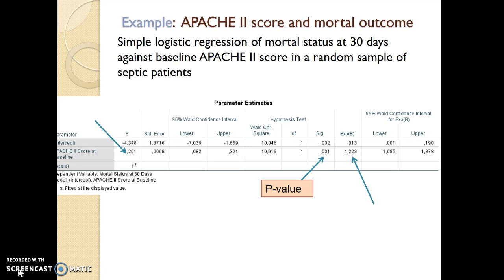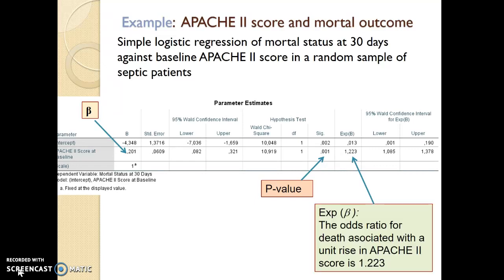The p-values are shown under sig, and here we can see that the p-value for Apache 2 score is 0.001. This means that the relation between Apache 2 score and death is significant. The first column shows the parameter estimate beta. But as we said earlier, this is difficult to interpret, so we instead consider the exponential of beta. And this is associated with a unit rise in the covariate value.